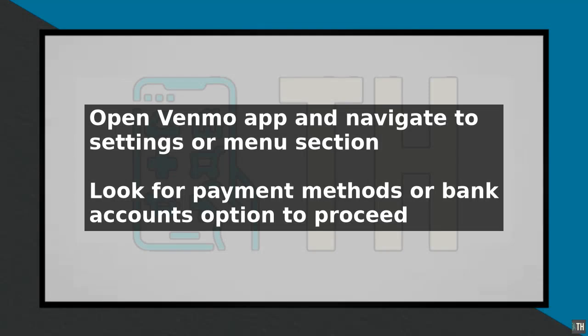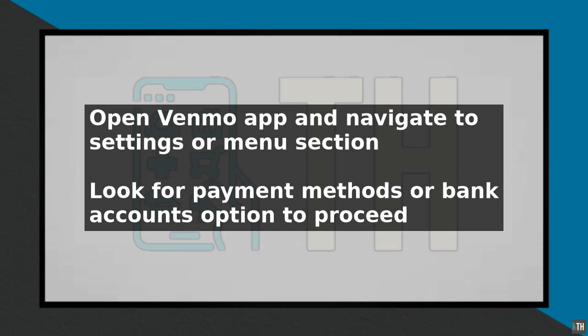To use a bank account instead of Venmo balance, start by opening the Venmo app and navigating to the Settings or Menu section. Look for the option that says Payment Methods or Bank Accounts and select it. You will see a list of your linked payment methods, including your Venmo balance and any linked bank accounts or credit cards. Select the option to add a bank account if you have not already done so.